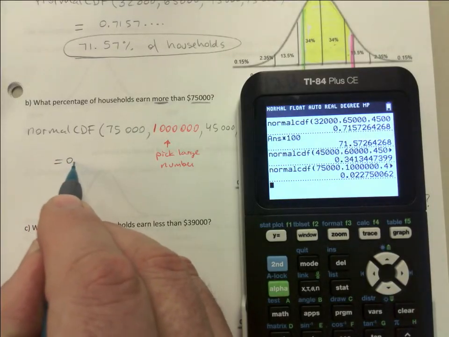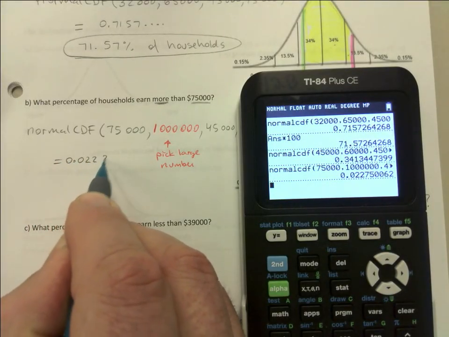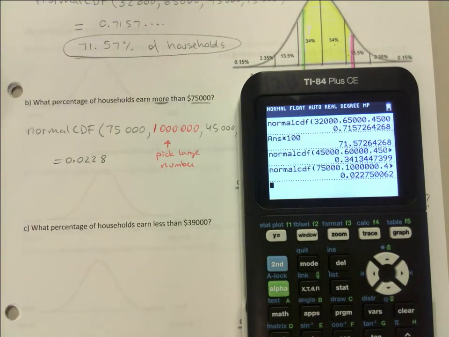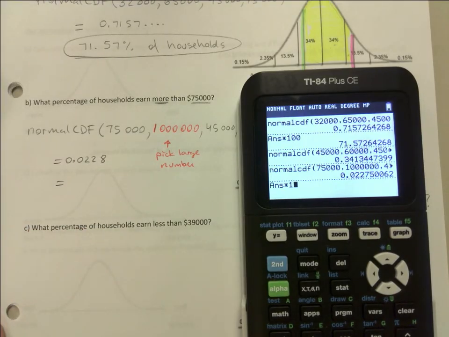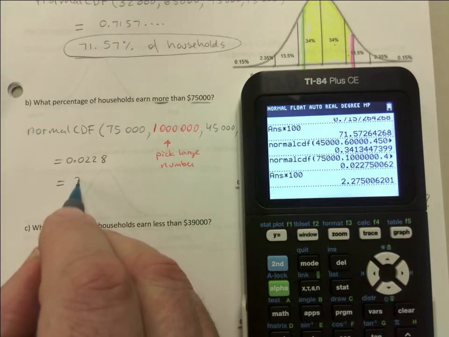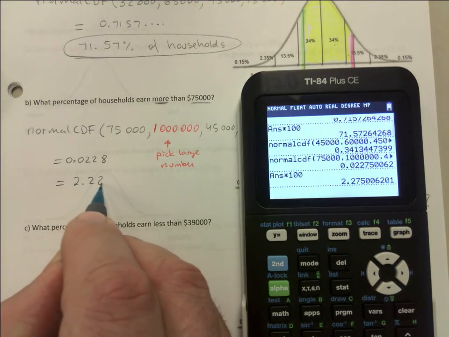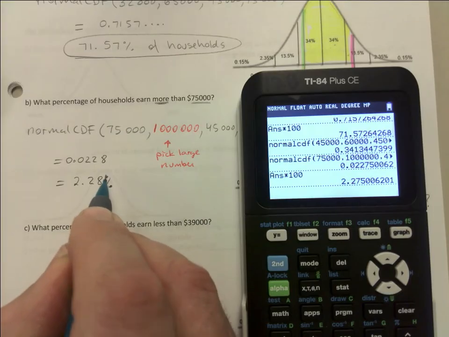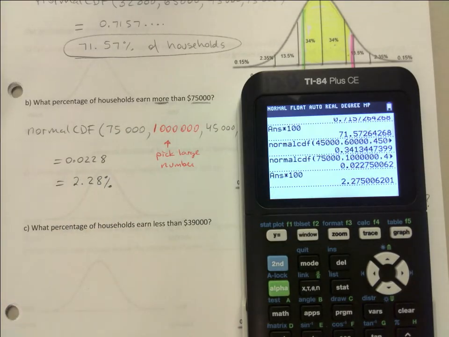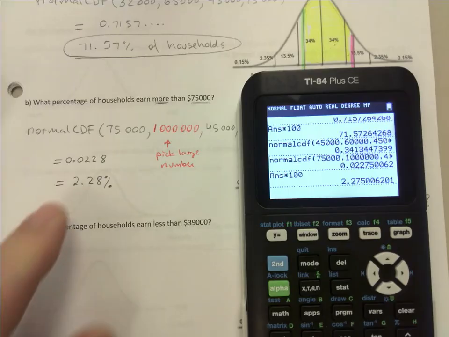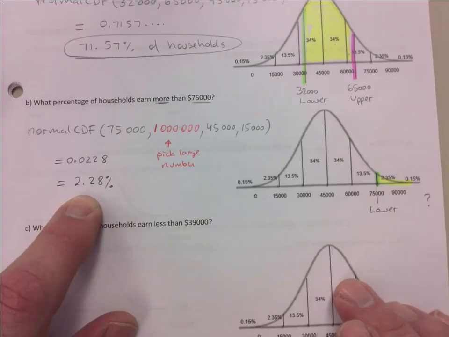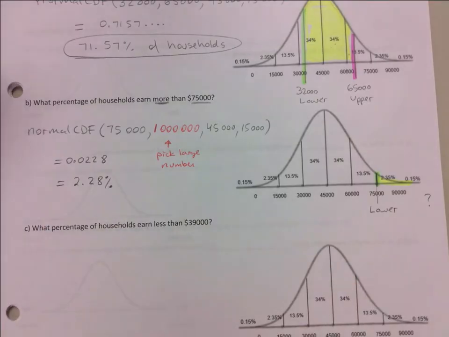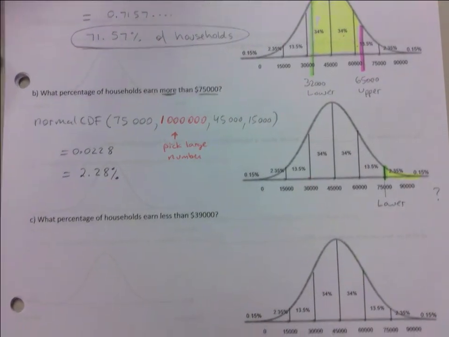That gives me 0.0228. If you want to round that to 4 decimals, that's fine. But if you multiply that by 100, you would get 2.28%. Either one is appropriate, unless I tell you to answer as a percentage. Then you would want to go the extra step, right?